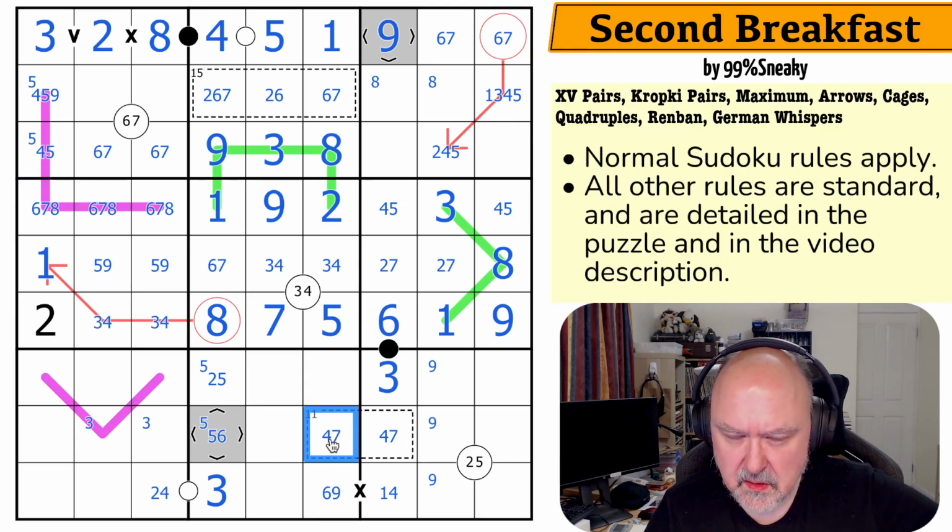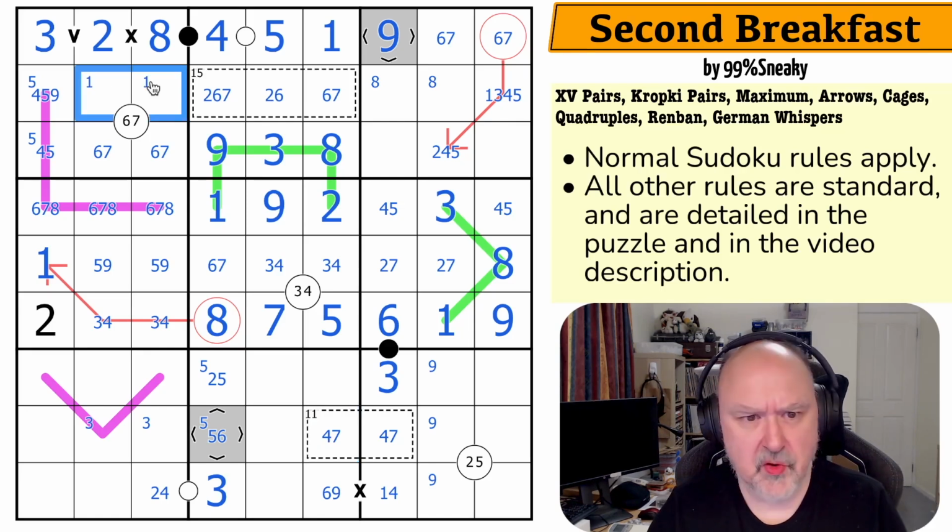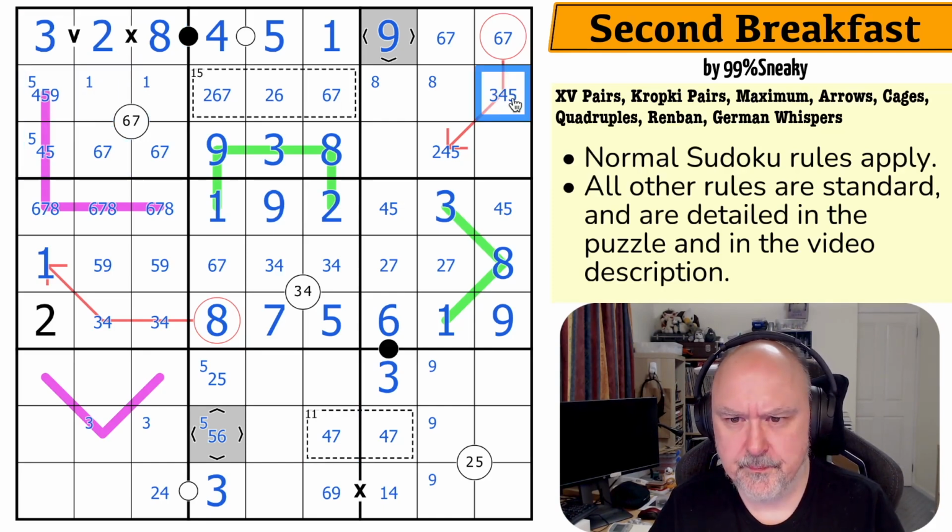Okay. Oh, there's a 1 in one of those two for this box. So this isn't a 1. So this is a bit more restricted. The 1 is in one of these two. These are actually 1, 2, 4, 5.